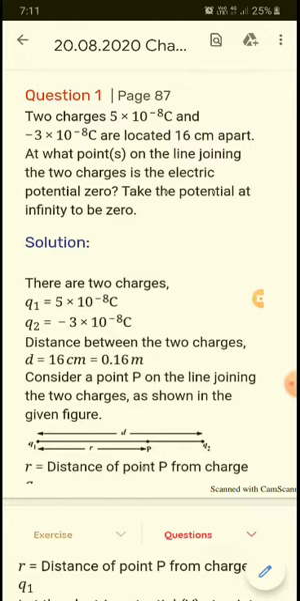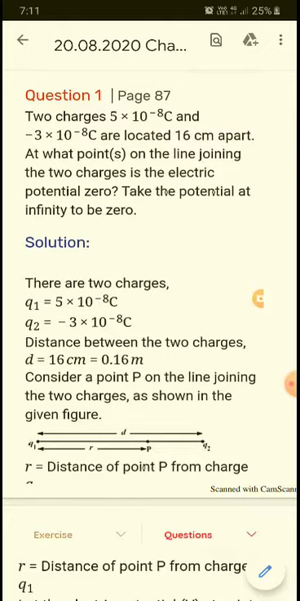At what point on the line joining the two charges is the electric potential 0? Take the potential at infinity to be 0. So what we are going to do is find the point on the line joining the two charges where the potential should be 0, taking the potential at infinity to be 0. Then we can go for the solution.